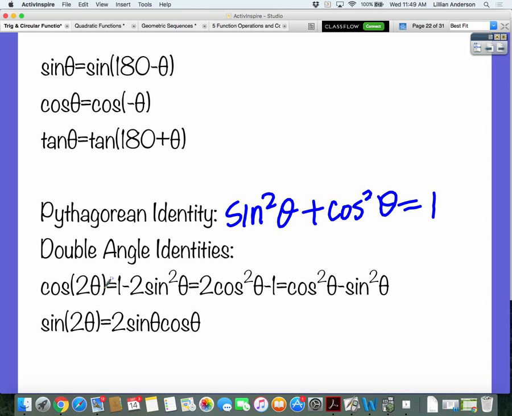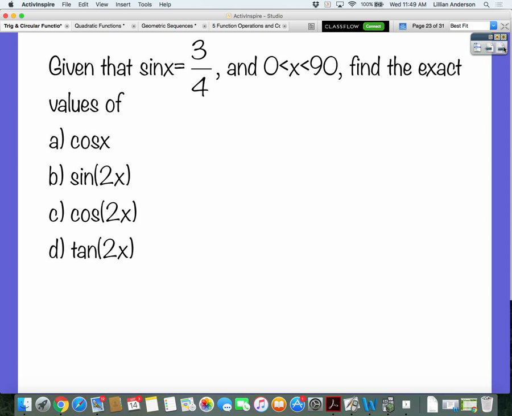Your double angle identities, which are given to you in your reference booklet. Cosine of 2 theta equals 1 minus 2 sine squared theta, which is the same thing as 2 cosine squared theta minus 1, as well as cosine squared theta minus sine squared theta. Any one of those can be used when it comes down to solving a trig equation, for example. And then sine 2 theta has just the one of 2 sine theta cosine theta. So with these examples, you want to either add them into your notes, at least this first one, and then after that, you can add them as you need to.